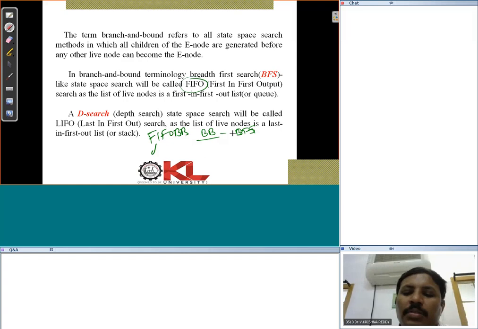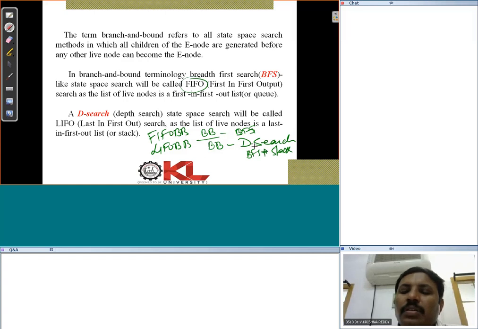LIFO BB, that is last in first out BB, is nothing but in branch and bound we use D-search. I hope everyone is comfortable with D-search also. D-search is nothing but BFS plus stack.